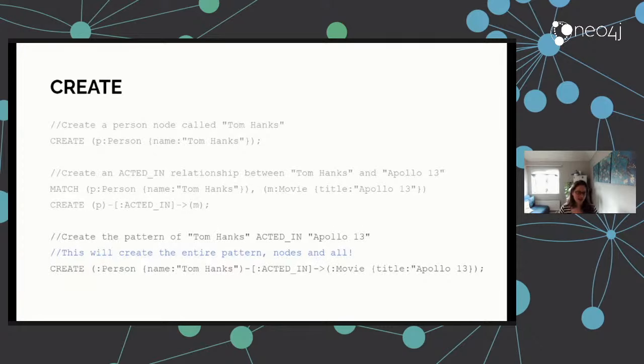And if you wanted to create the entire pattern, so you want to create the Tom Hanks node, you want to create the Apollo 13 node, and you want to create the relationship between them, then you can do this, and this will create the entire pattern. Now, bear in mind, it's not going to check whether this stuff already exists. It's just going to go away and create it.